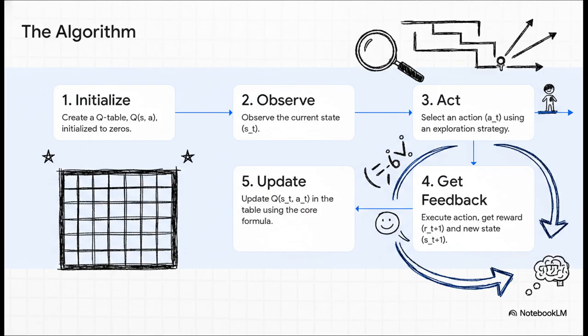Then, it just repeats this simple loop. It looks at where it is, it picks the move, it does it, and it sees what reward it gets. Then, using that formula we just saw, it updates the value in its Q table for that specific action. It just does this over and over and over again. Observe, act, update, getting a tiny bit smarter every single time.